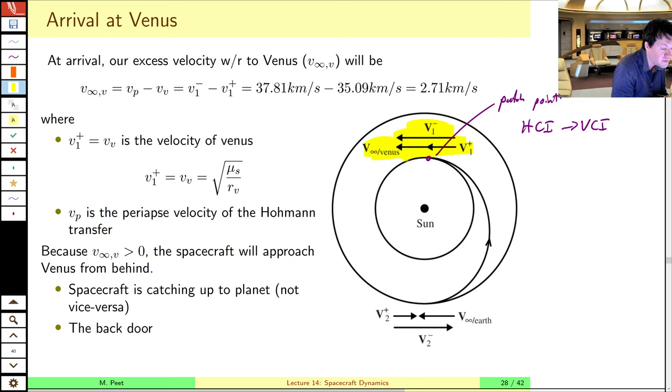This is the velocity at arrival, so that's V perigee, in heliocentric inertial. Now Venus is moving at a velocity of V1 here. And so our velocity in the Venus-centric coordinate system is the velocity in the heliocentric system minus the velocity of Venus in the heliocentric coordinate system.